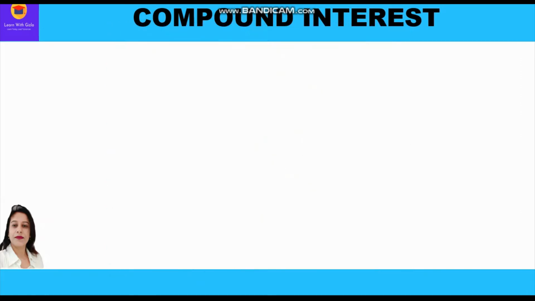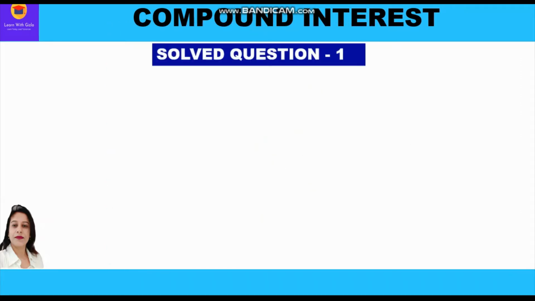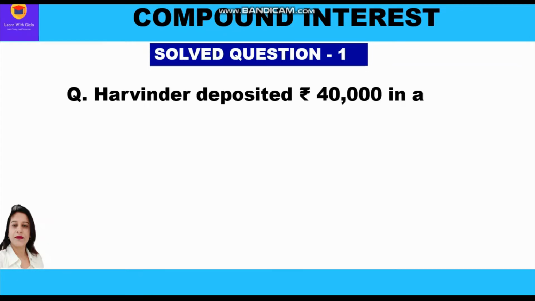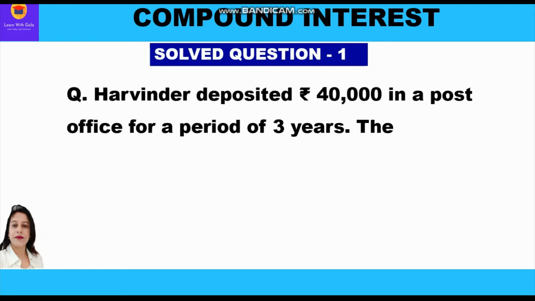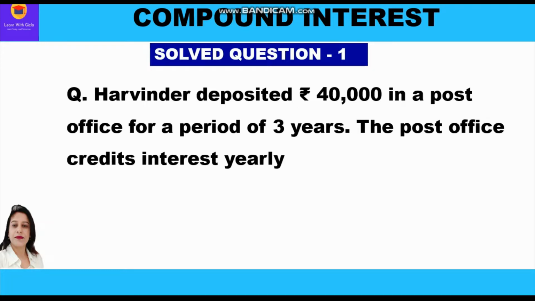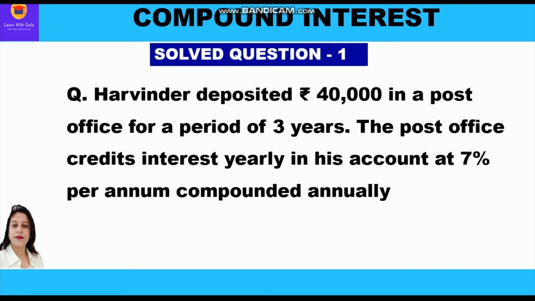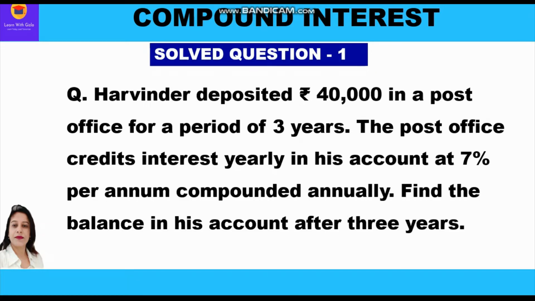In this video, we shall take up a question related to compound interest. So let's start with the question. Harvinder deposited rupees 40,000 in a post office for a period of 3 years. The post office credits interest yearly in his account at 7% per annum compounded annually. Find the balance in his account after 3 years. So this is our question.